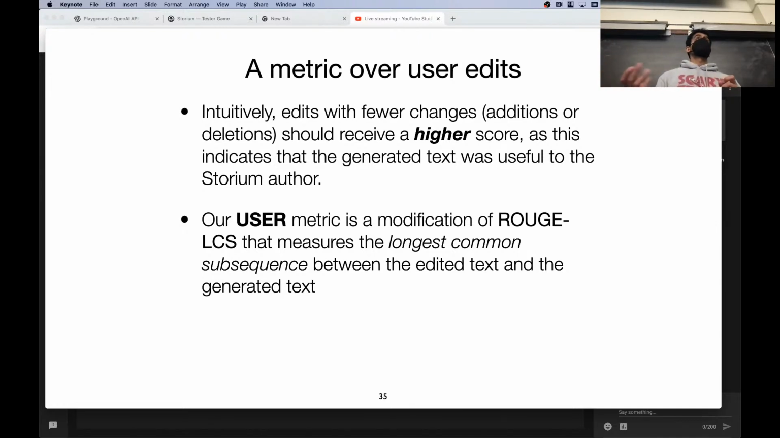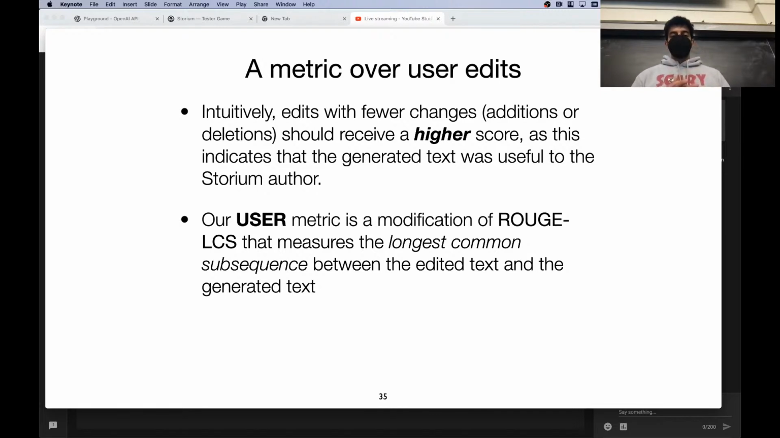We want to measure for any one of these pairs of generated text and edited text, what is the difference between those two? And here we should expect that copying is actually a very common behavior, right? The users, whenever something is useful, will likely just copy it over or minimally edit it. So it's a much more constrained evaluation task than evaluating the generated story with respect to a reference story, right? That is very difficult.